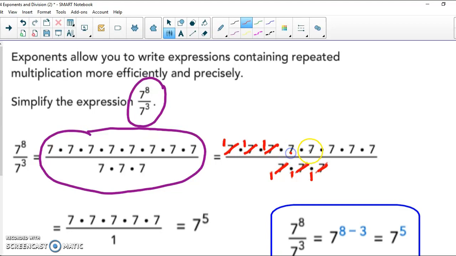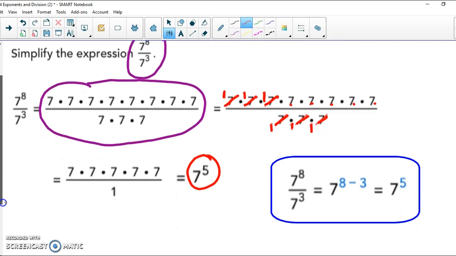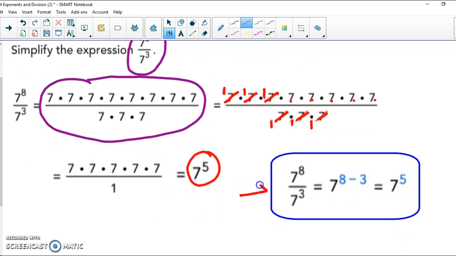So now I see that I have 1, 2, 3, 4, 5 sevens left. So 7 as a factor 5 times over 1 would simplify to 7 to the 5th power. 7 remains our base, and 5 is our simplified exponent. So the shortcut then for 7 to the 8th divided by 7 cubed is to keep my base the same and subtract my powers, subtract my exponents. So I have 8 minus 3, which is 5. So we end up with 7 to the 5th power.